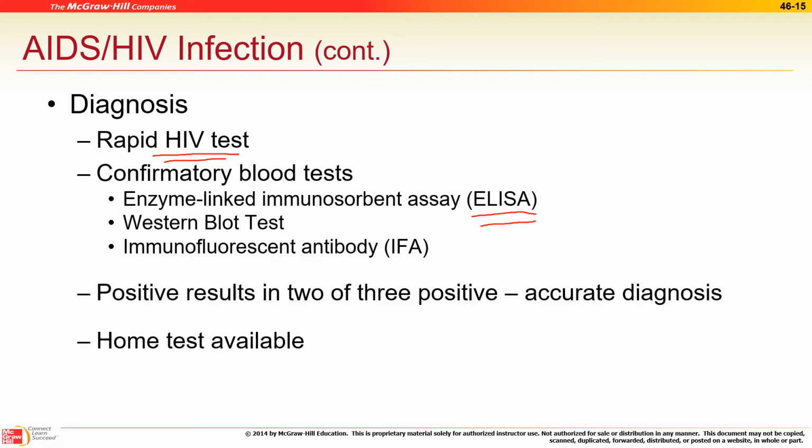Western blot test is another one, or you can do the antibody test. So you need two to three to confirm the results. And then if it is positive, we'll start you on your retroviral medication. So HIV is a retrovirus.